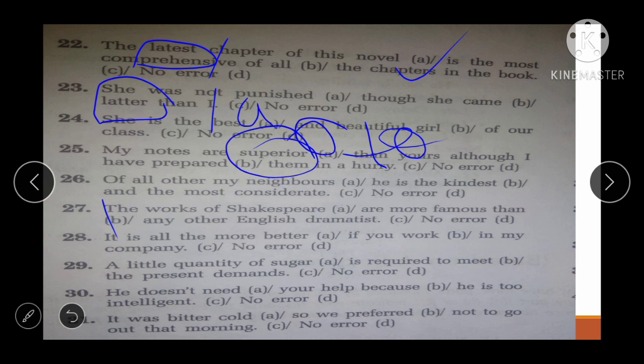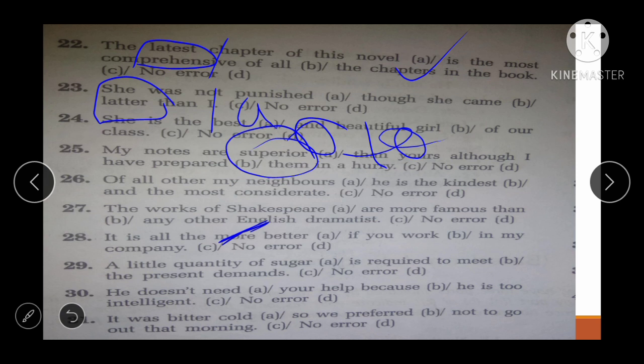All right. Next one is it is all the more better if you work in my company. No error. See friend, here the error is in it is all the more better. No. Okay, better, we are using for comparison.